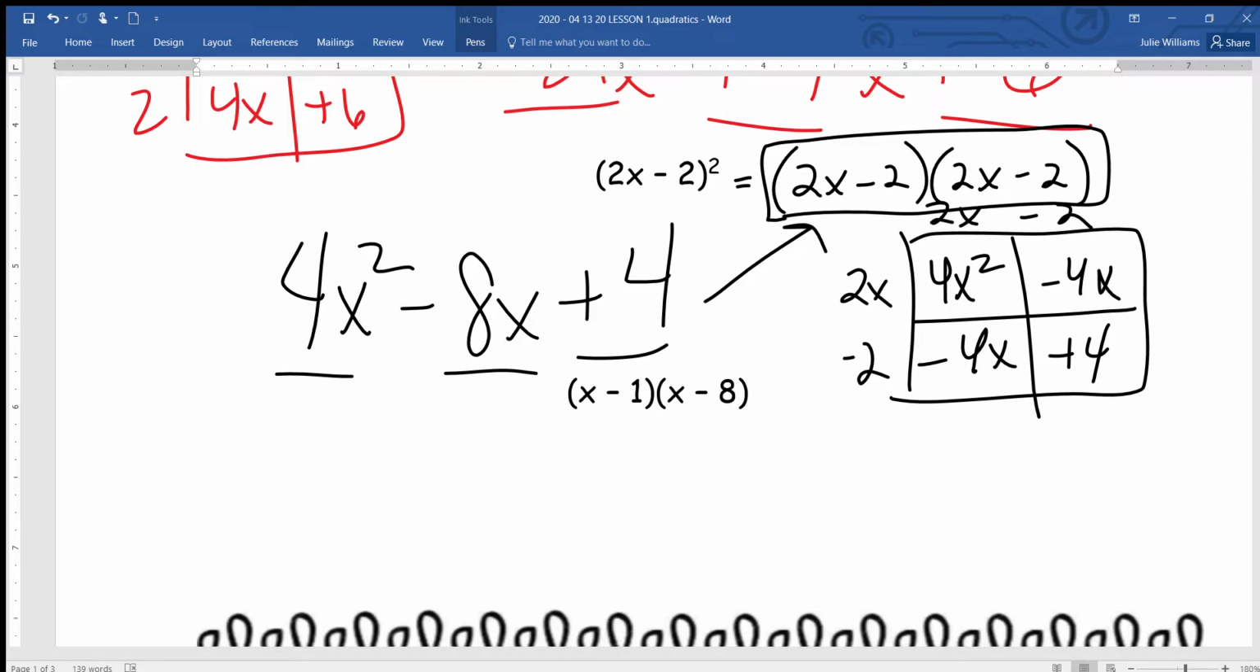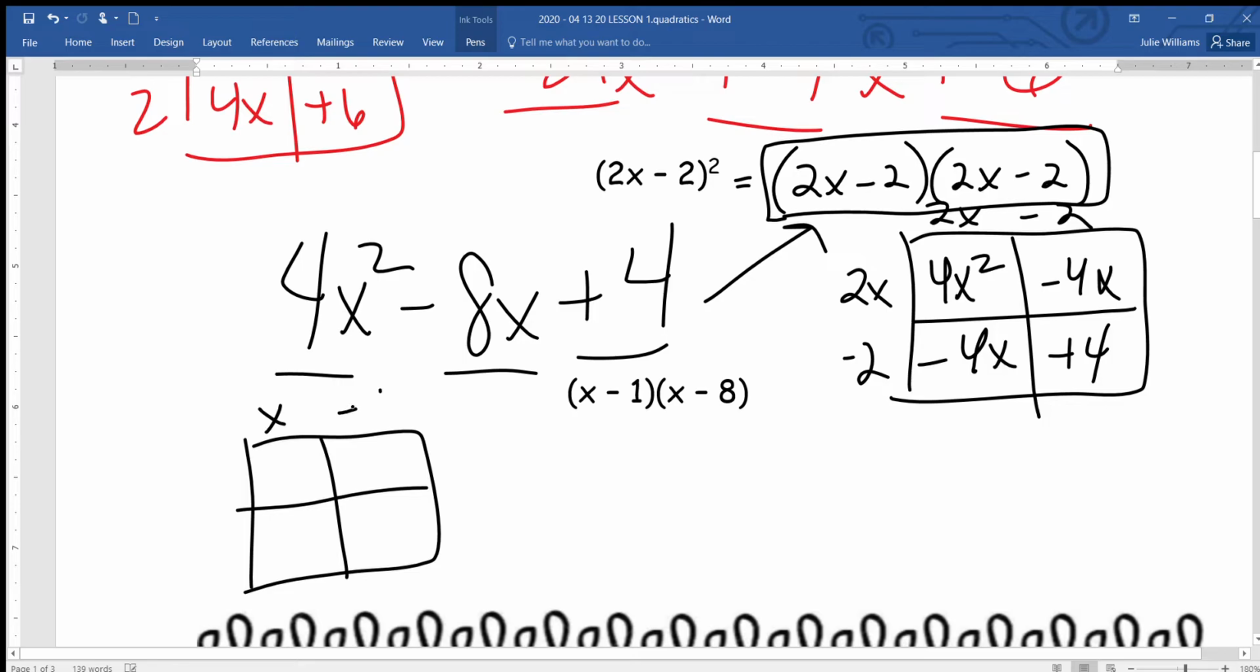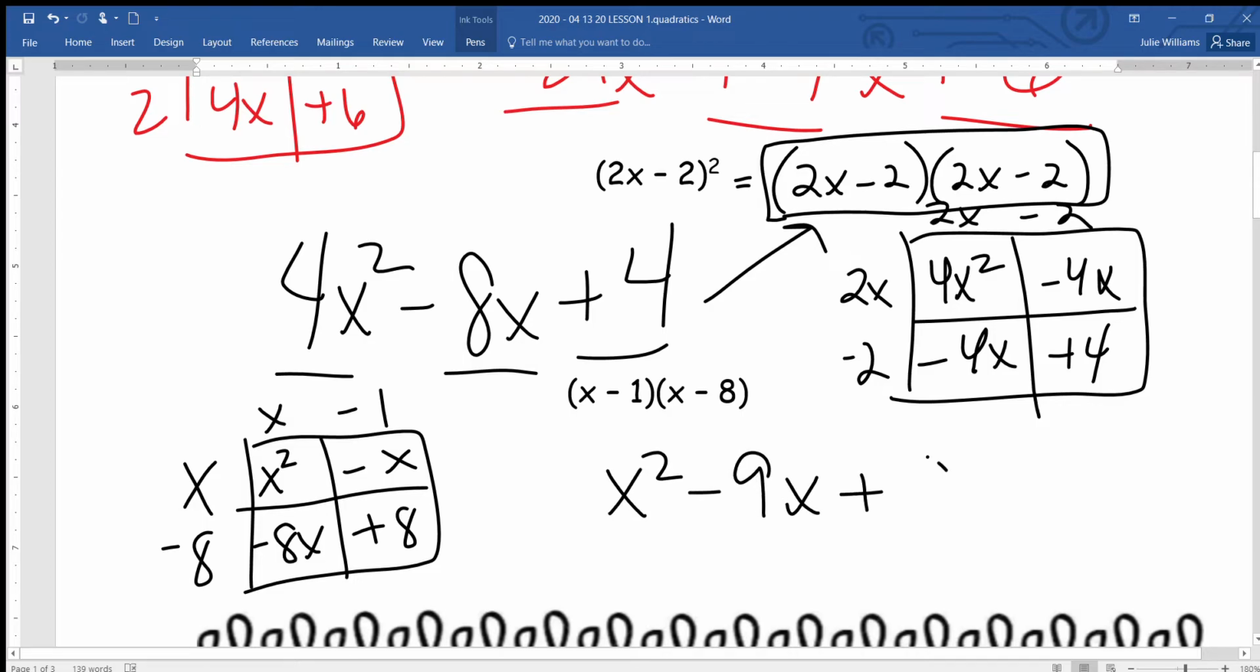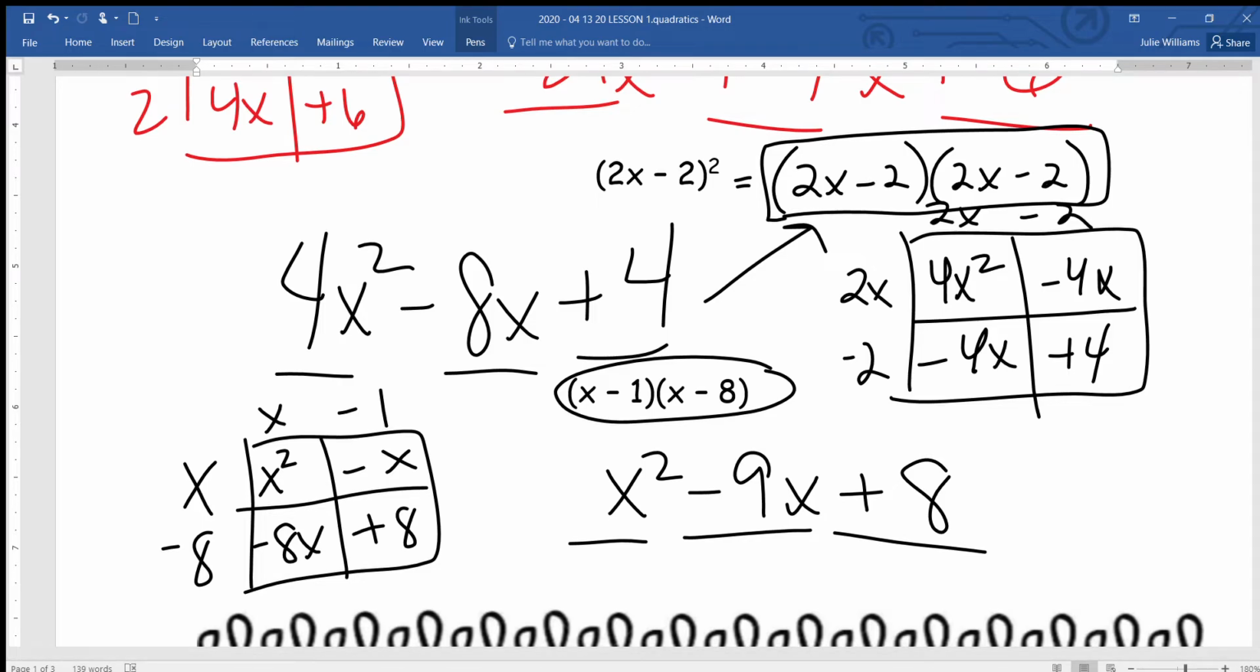Okay, last example we're going to look at before we start defining some terms and do some matching and identification. We're going to do one more multiplication of binomials. Alright, so x and negative 1 and x and negative 8. So I get x squared, I get negative x, negative 8x, and positive 8. Combining my like terms, this is what I get. So I want you to think about that. How does the 1x squared relate to what we started with up here? How does the negative 9 relate to something in that factored form? And how does the positive 8 relate to it?